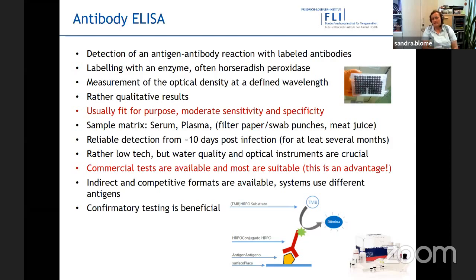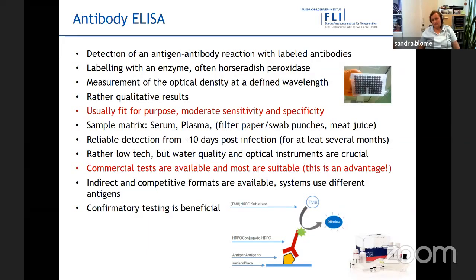These commercial tests that are available are usually fit for purpose, but they show a moderate sensitivity and specificity, and for that reason, confirmatory testing is beneficial. Most tests work with serum and plasma. Some have also been validated for filter papers, swab punches, and also meat juice. In the end, you have to check what they are meant for, and they can give reliable results. The detection is usually from roughly 10 days post-infection, and it lasts for at least several months.